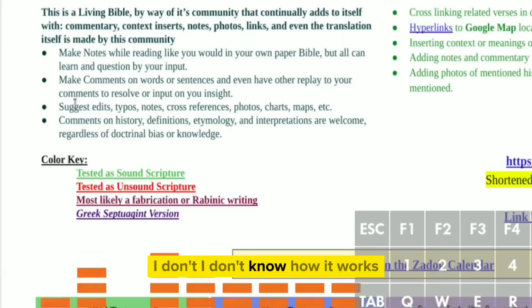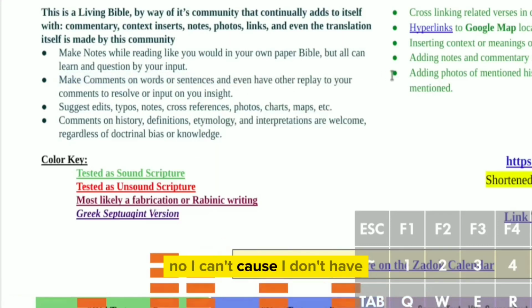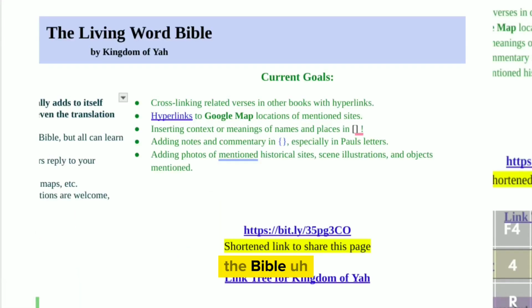I don't know how it works. I think I'll just look and see. No, I can't because I don't have edit access.